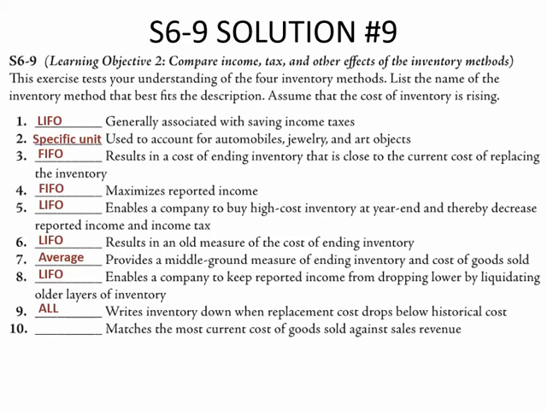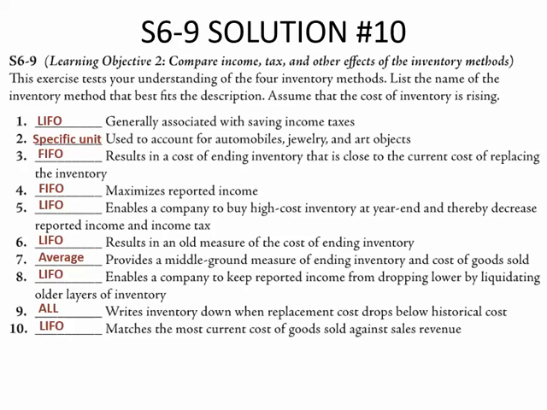Writes inventory down when replacement cost drops below historical cost. That's every method. That lower of cost or market is always going to apply to all the methods. And then finally, matches the most current cost of goods sold expense against sales revenue. That's LIFO.